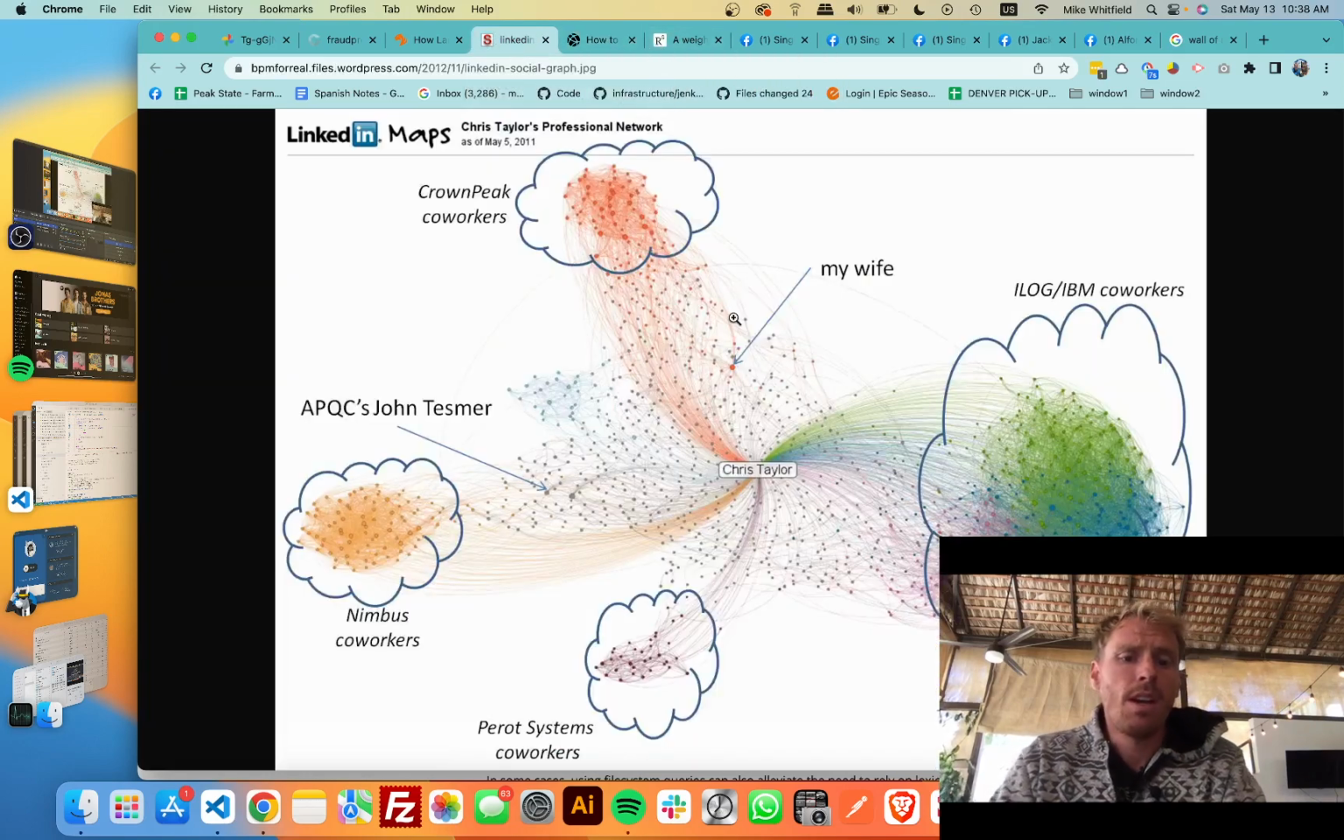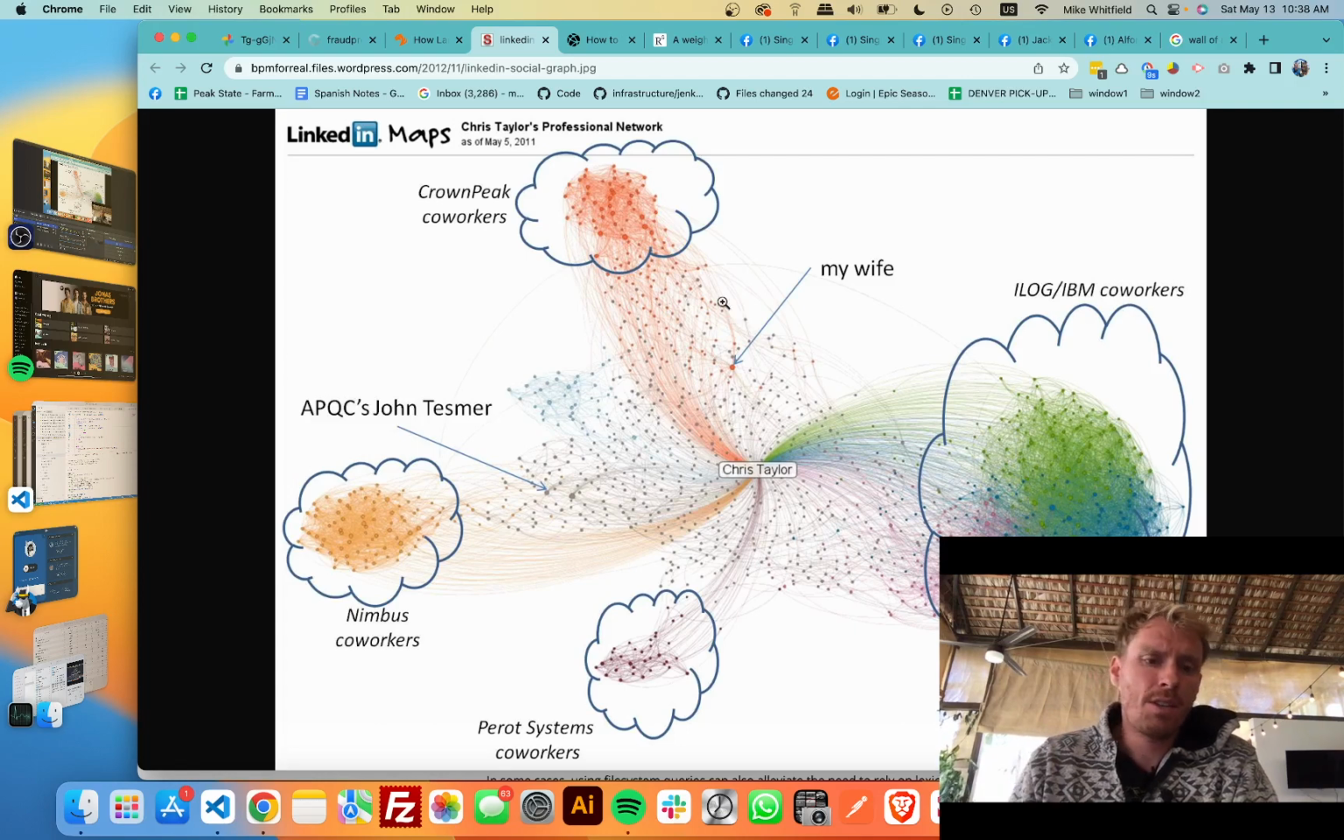To continue going through different examples, here's another example of a LinkedIn graph representation, again showing different clustering that's going on, mapping to a person's different points in their professional career.